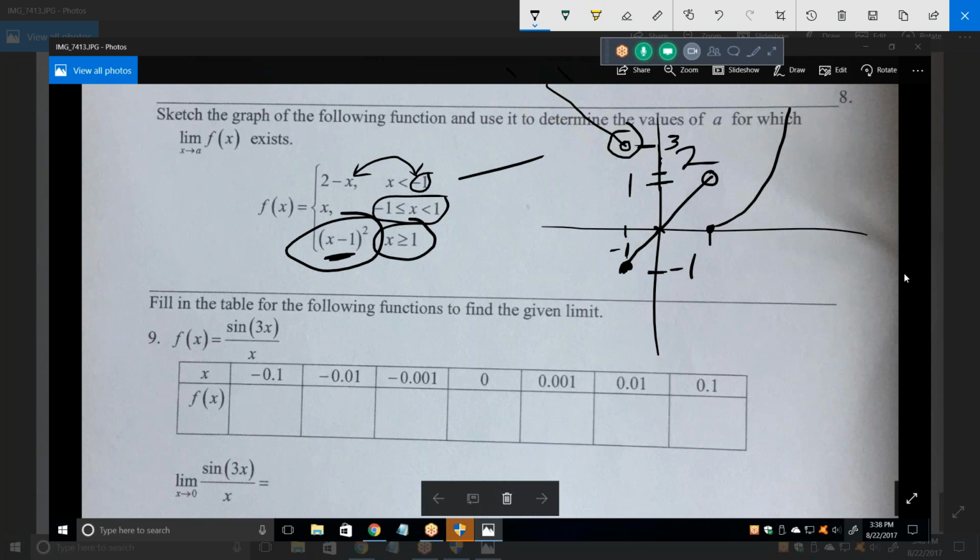Yeah. From the left, it approaches 3. From the right, it approaches -1. So, no, the limit does not exist at -1. Does it exist at 1?